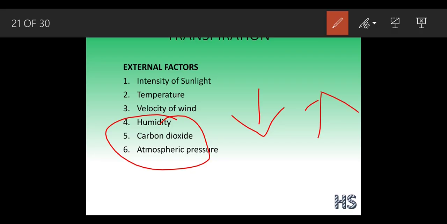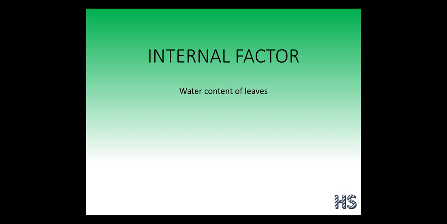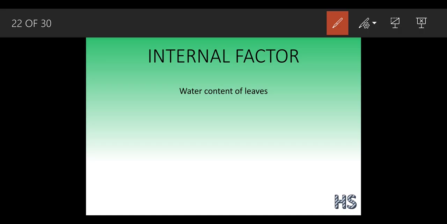Let's talk about the internal factors now. There is only one internal factor which affects the rate of transpiration, that is the water content of the leaf. If the water content of the leaf decreases due to insufficient absorption of water by the roots, what is going to happen? The leaf is going to get wilted and the transpiration will reduce. It's a very easy one.